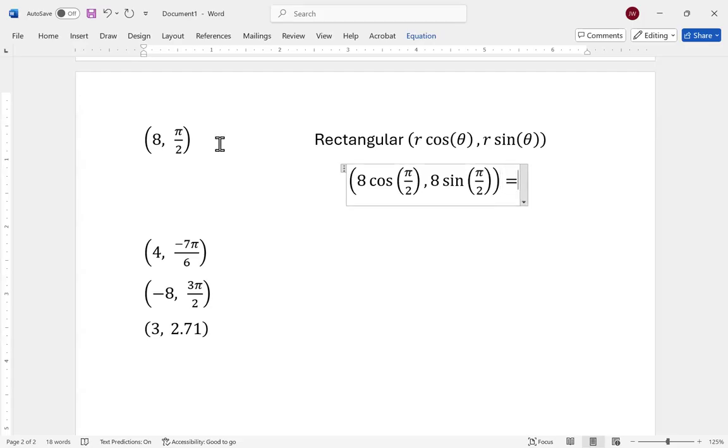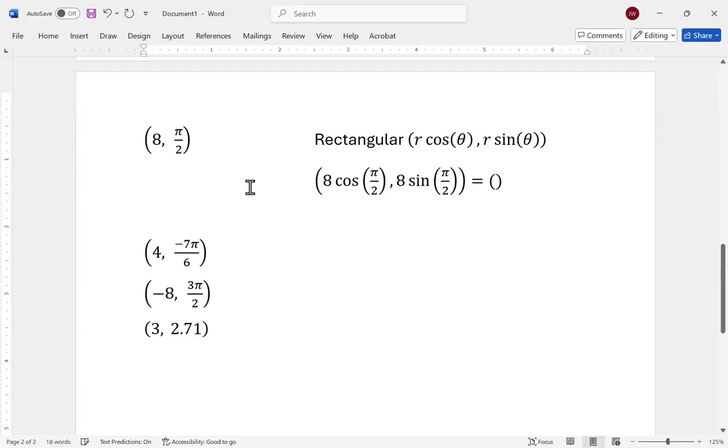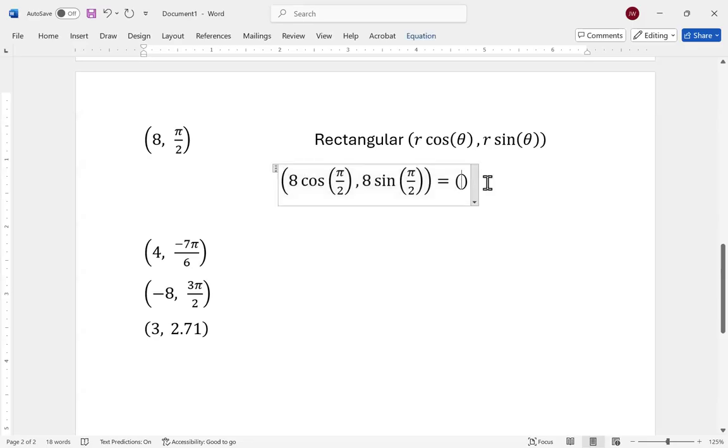Now you can plug those into your calculator. You can look at a unit circle calculation, anything you want, but cosine of pi over 2 is 0. Sine of pi over 2 is 1. So we just get 0, comma 8 as our rectangular point for this polar point. So if this polar point is r, theta, then the x is 0, the y is 8.